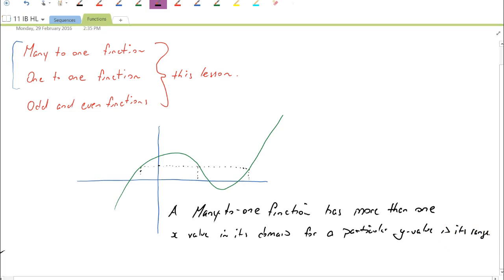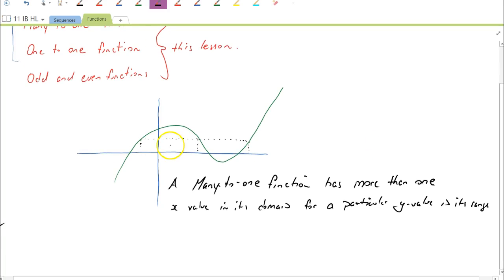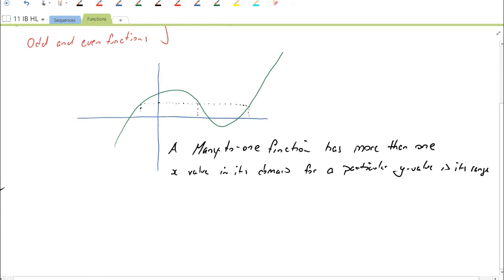You can think of this as, we've had the vertical line test, and this is the horizontal line test. The horizontal line test will test whether we've got a many to one, or in fact a one to one, which, logically enough, is when we throw the horizontal line through, it only cuts once.